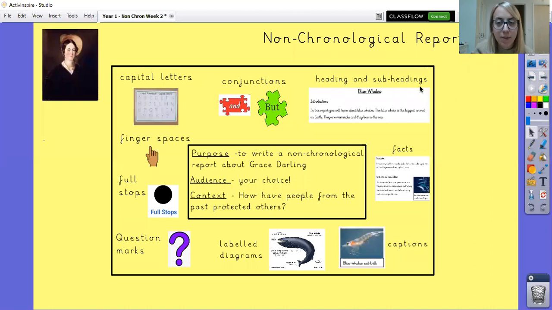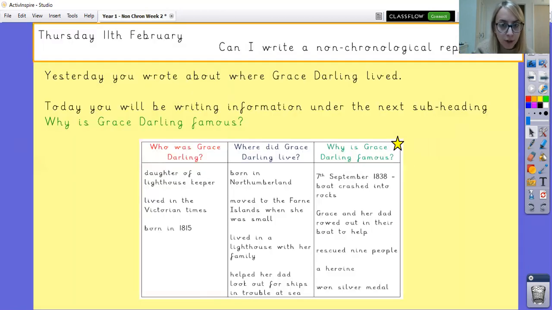So this week, year ones, we've been writing a non-chronological report, haven't we? All about Grace Darling. Okay, so we're going to be moving on to our next subheading today, which is why is Grace Darling famous? So I'm going to be using all of the facts that I gathered earlier in the week to write my next section, my next paragraph, and you will be doing the same.